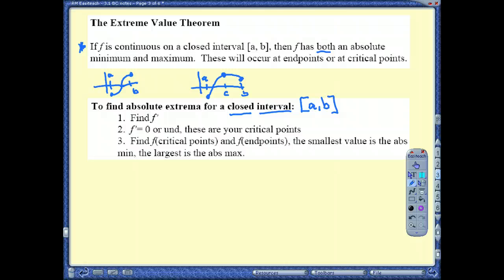The third thing you're going to do is find the y value at all of these critical points and at all those endpoints. The smallest value is going to win absolute min. The largest value is going to win absolute max.